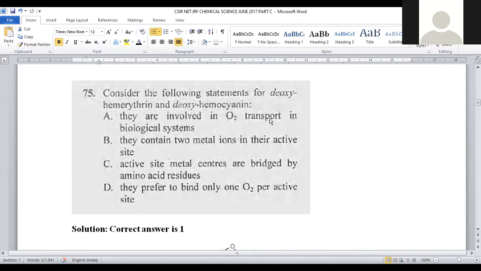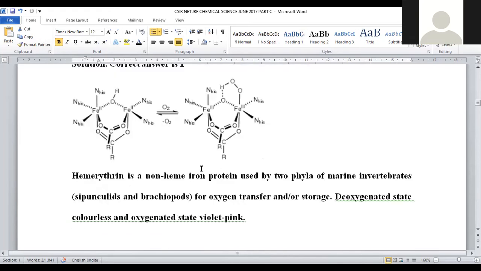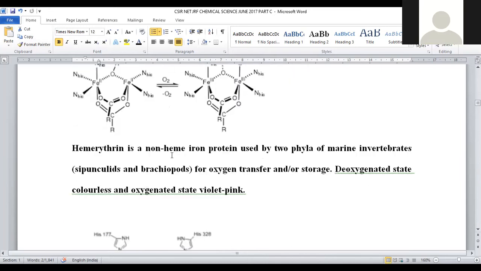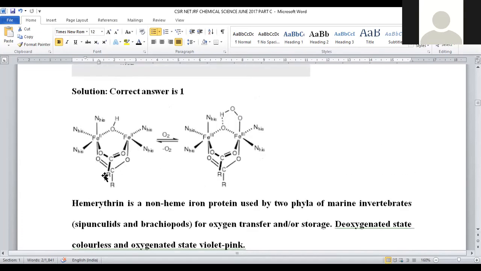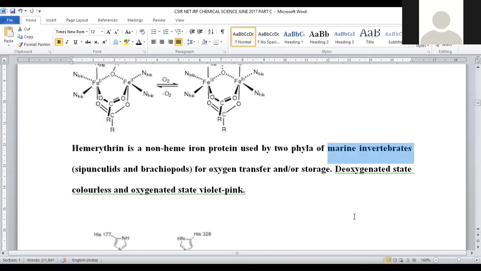First one is they are involved in oxygen transport in the biological system. Exactly. So here, hemerythrin is a kind of non-heme protein. Hemocyanin is a non-heme, hemerythrin is a kind of hemoprotein, which is present in marine invertebrates, especially sipunculates and also brachiopods. These consist of such kind of hemerythrin pigment.